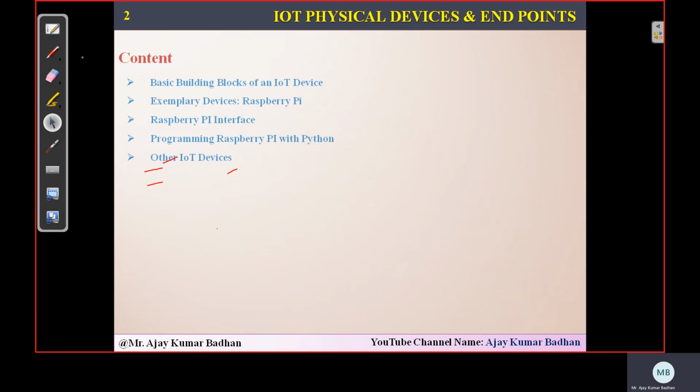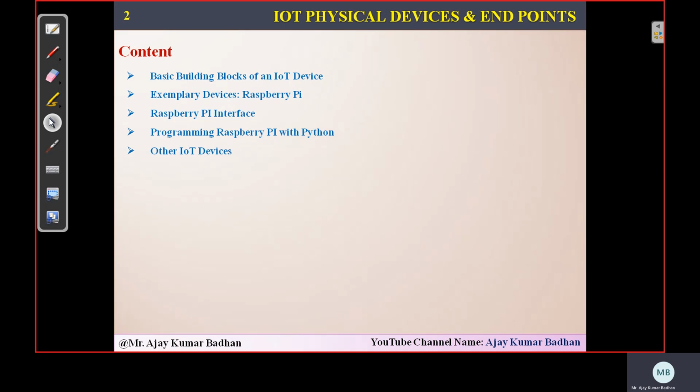Coming to this particular part, it consists of three basic things. Let me take a PowerPoint from here. It actually consists of only a very small topic. The first thing we are going to discuss is the basic building blocks of IoT devices. Followed by that, we have the explanatory device, Raspberry Pi. This entire unit, or this subject which we call IoT, will be working using Raspberry Pi.